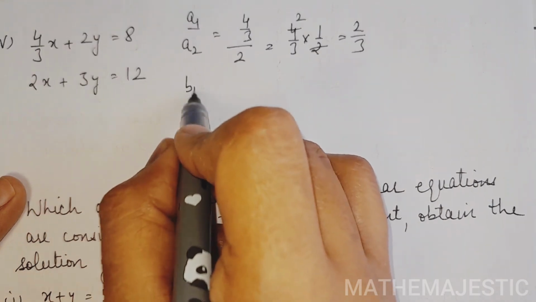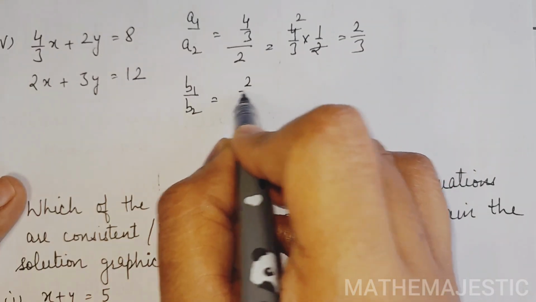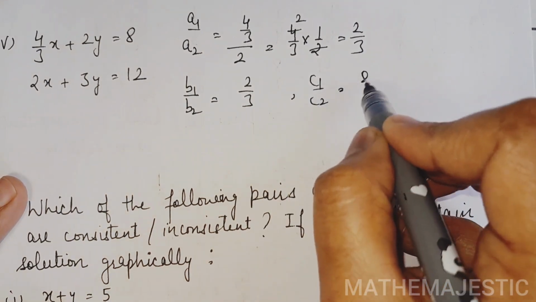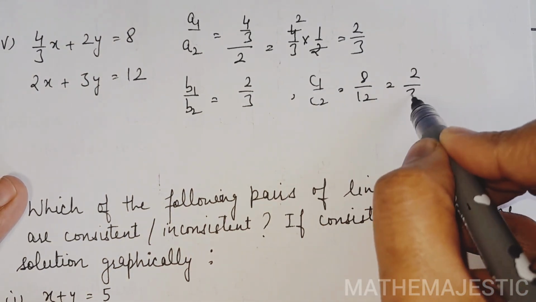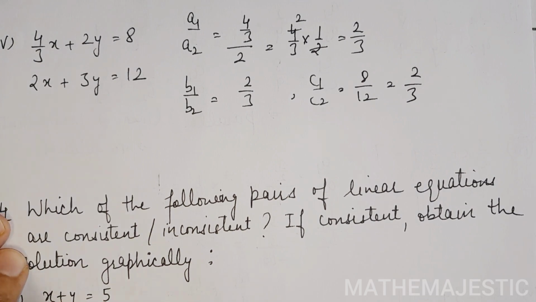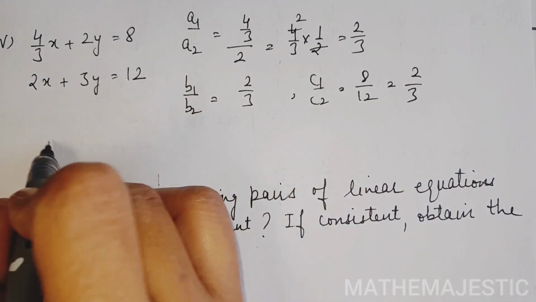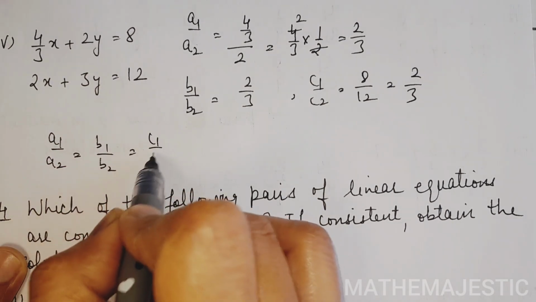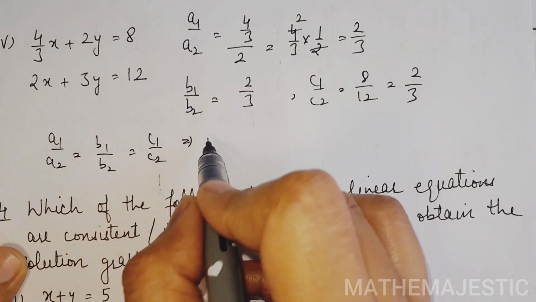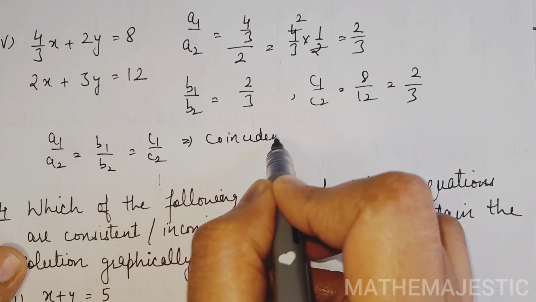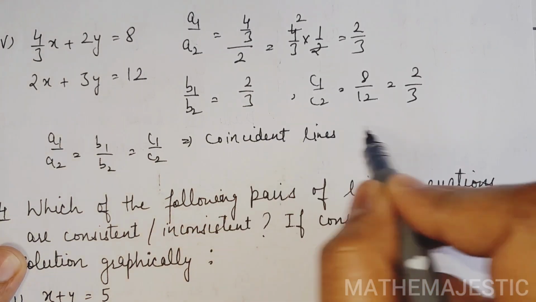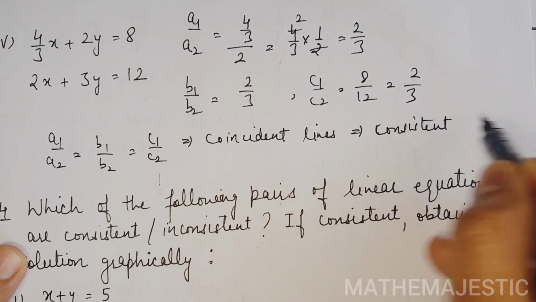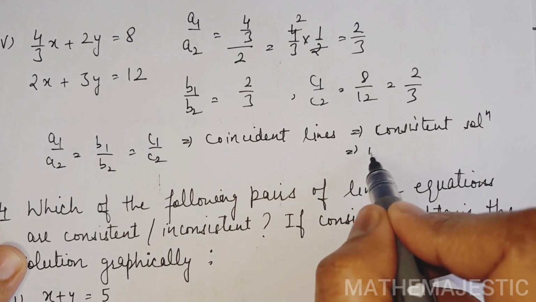Now similarly b1 by b2 will be 2 by 3, it is clearly given, and c1 by c2 is 8 by 12. By 4 we will cut, so we will get again 2 by 3. So all of them are equal. All three ratios are equal here. a1 by a2 is equal to b1 by b2 equals c1 by c2. That means the lines are coincident lines, and again like the fourth part, it is a consistent system and has infinite solutions.